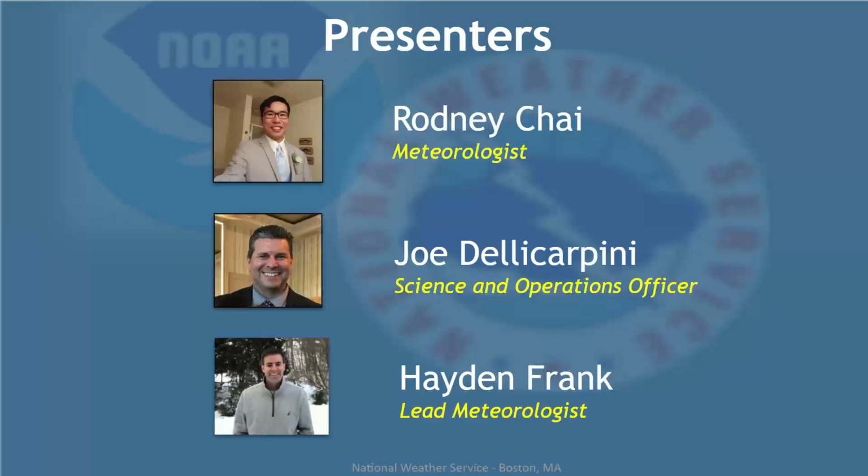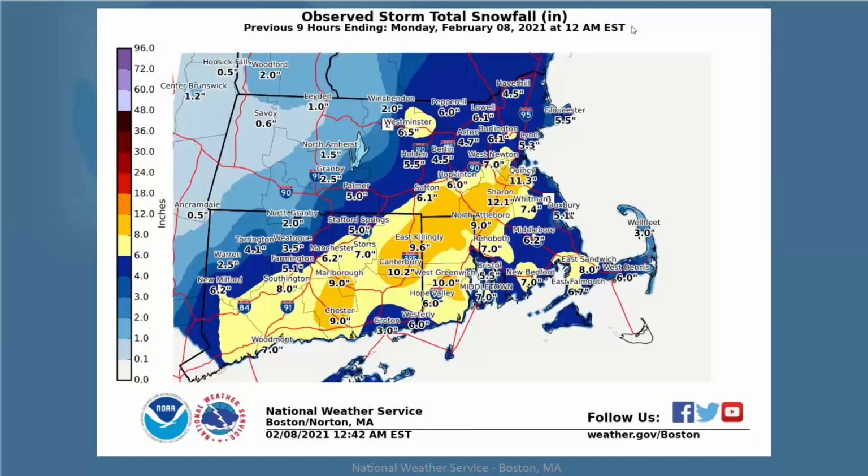So we're going to discuss the February 7th winter storm in southern New England. I will have Hayden start off with a look at what happened and some of the model data as well as some of the radar data. So Hayden, go ahead and take it away.